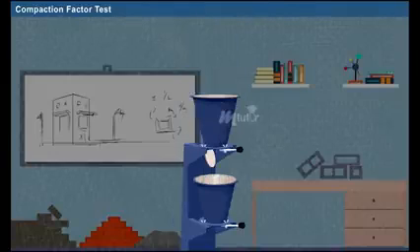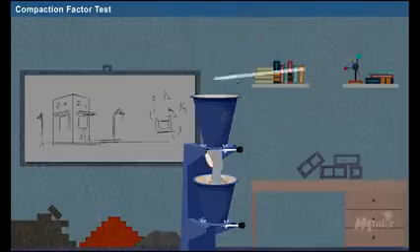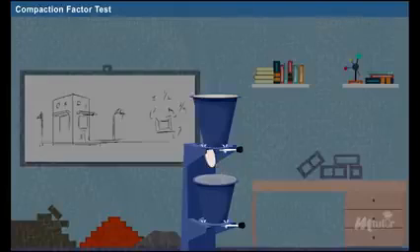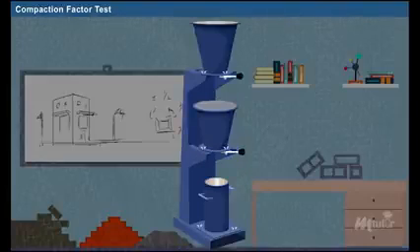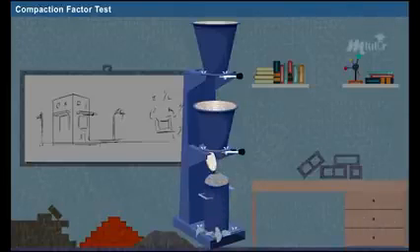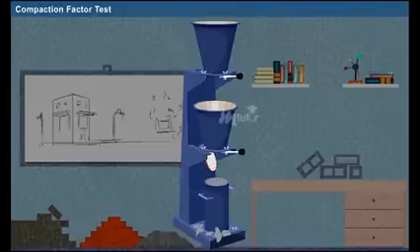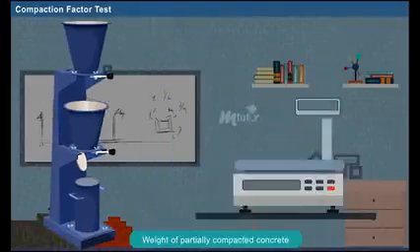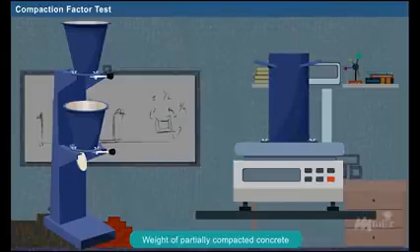Gentle tapping is done using a tamping rod to push the remaining concrete from the top hopper to the bottom hopper. When all the concrete has fallen on the bottom hopper, remove the bottom hopper's trapdoor and let the concrete fall into the cylinder. When the bottom cylinder is filled with concrete, remove the excess concrete from the top of the cylinder using the trowel. Then clean the sides of the cylinder properly. Then measure the weight of the cylinder with partially compacted concrete, that is W2 kilograms.